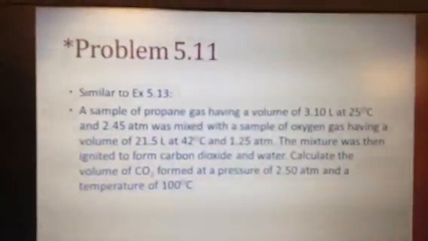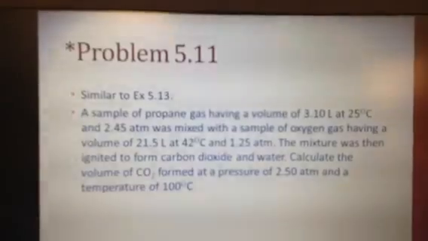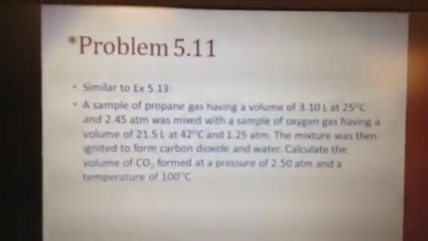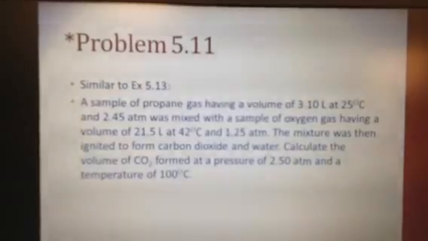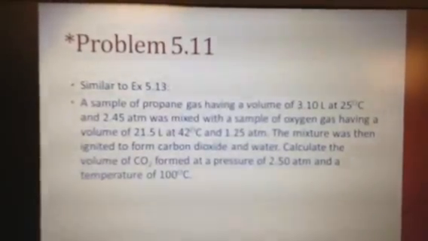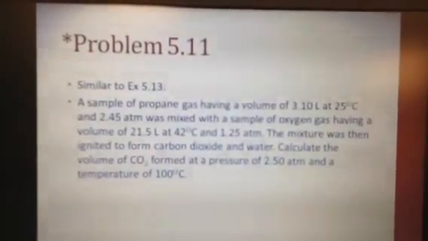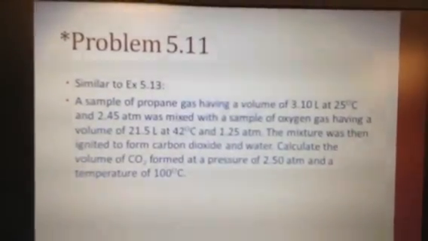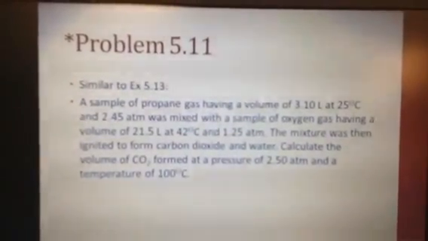Alright, so problem 511. This is similar to 513 in the textbook. We've got a lot of information here. We're told that we have a sample of propane gas, we've got a pressure, a temperature, and a volume, we've got a mixture of oxygen gas with a pressure, a temperature, and a volume, and then the mixture was ignited to form carbon dioxide and water.